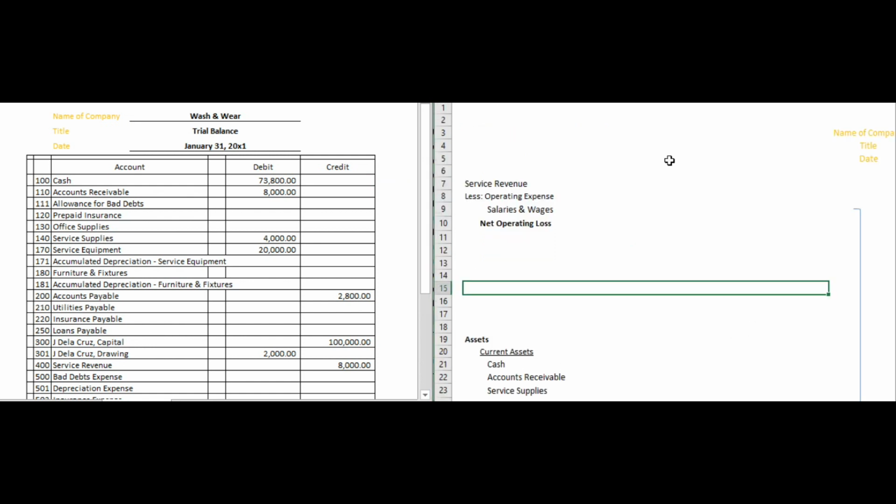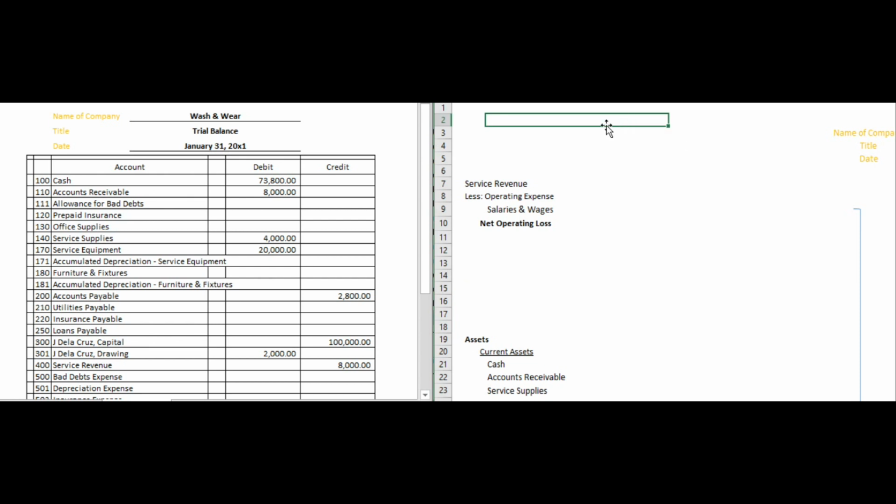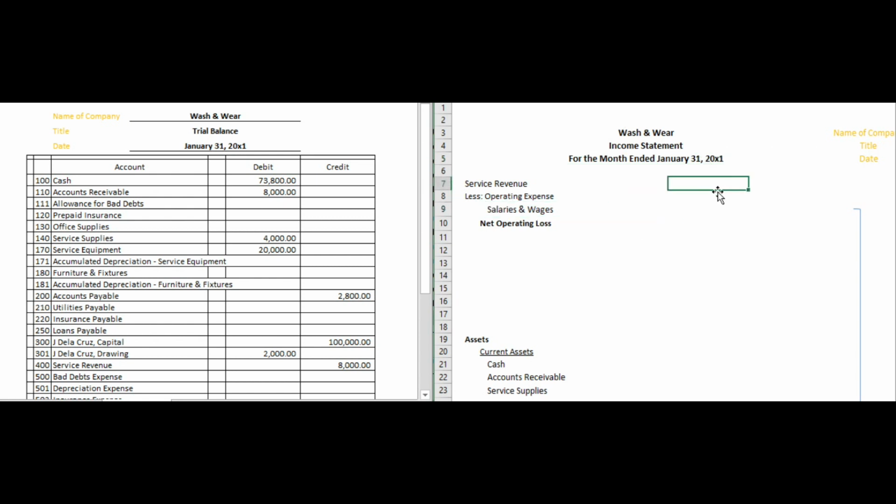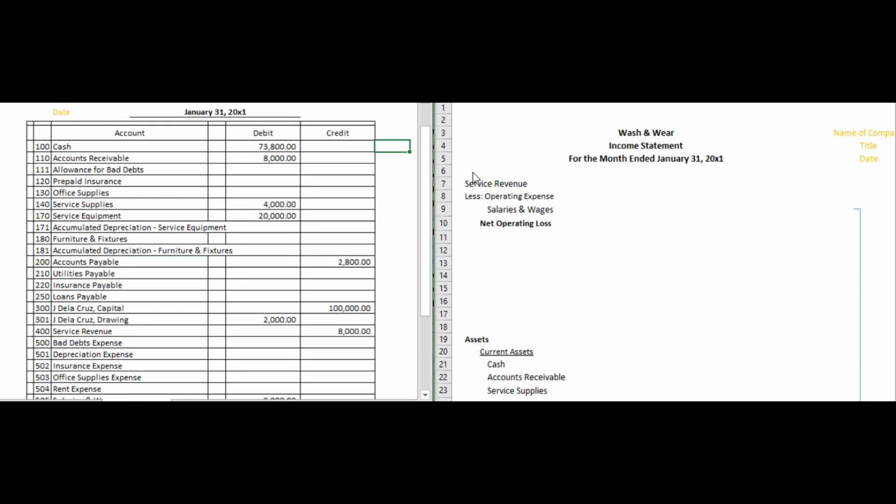Financial statement, again, yung parts niya are the following. First, meron tayong tinatawag na name of the company, yung title ng statement, and we have the ending. Okay? Take note of that. Income statement, ginagamit yung term na for the year or for the month ended. In our case, month ended. So, magkano yung revenue natin? Okay? Service revenue, ito yung format.